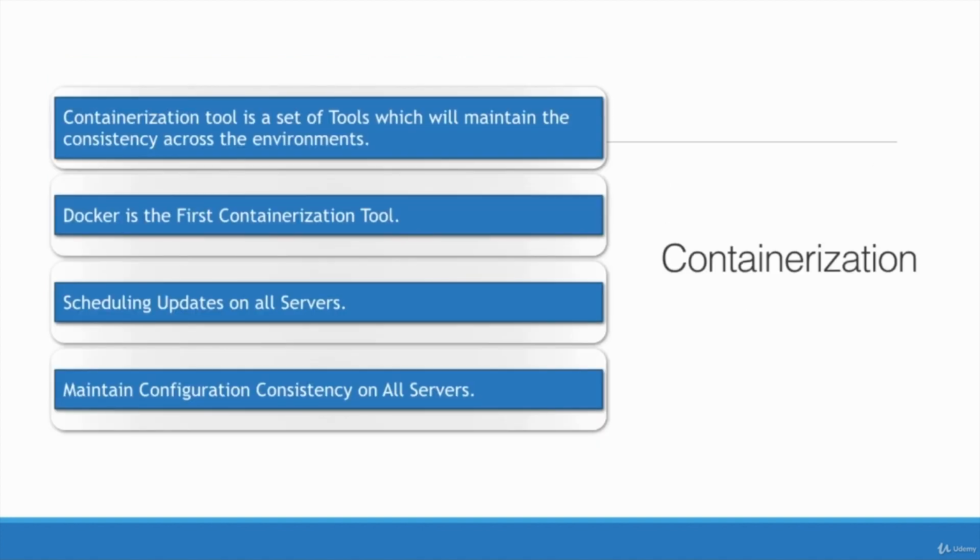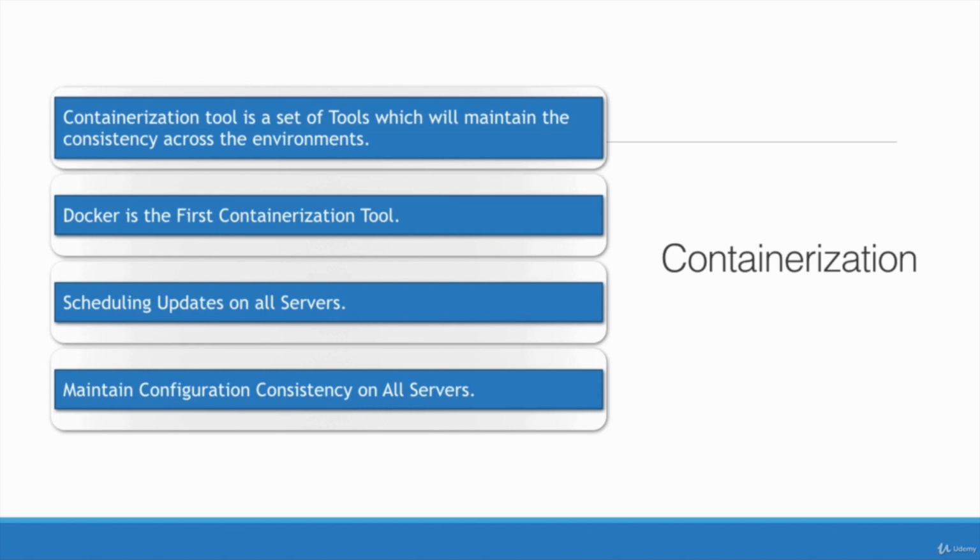The second part of continuous deployment is about containerization. Containerization is basically a set of tools which will maintain consistency across the environment. With the help of containerization, we will pack all the dependencies of my project in a single container, and we will deploy the same container across all the servers on which my application is going to execute, right? So let's understand it with a simple example.